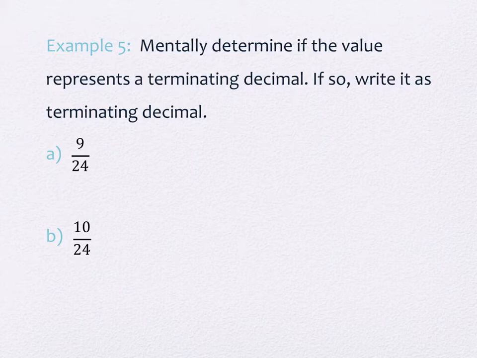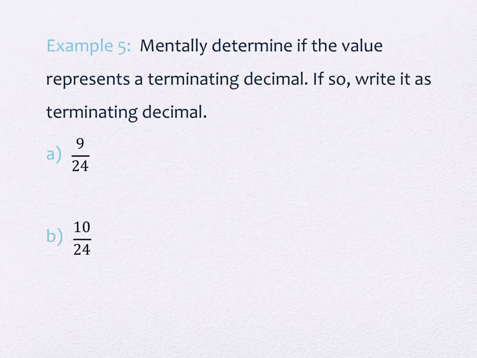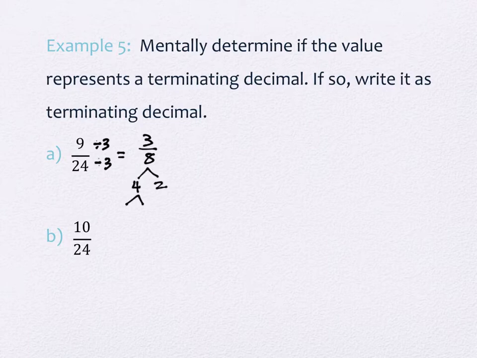So thinking about this one as we're mentally determining it, it wants us to use this idea: simplest form, factor the denominator. So 9 and 24. Is 9 over 24 in simplest form? No. What can I reduce them both by? 3. Yep, I can divide both of them by 3 to give me 3/8. Then I take the number 8 and I factor it. How does 8 factor? 4 and 2, and 4 becomes 2 and 2. So the number 8 is 2 times 2 times 2.